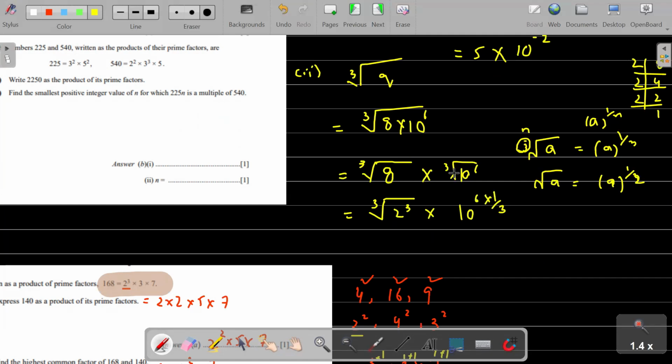As I told you before, whenever I need to remove a cube root, I have to take the power of 1 by 3. So I'm going to multiply it with 1 by 3. 3 1s are 3, 3 2s are 6. So this 3 is going to be cancelled with this 3.